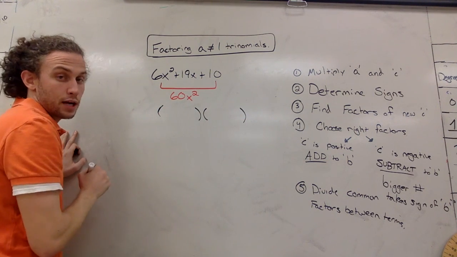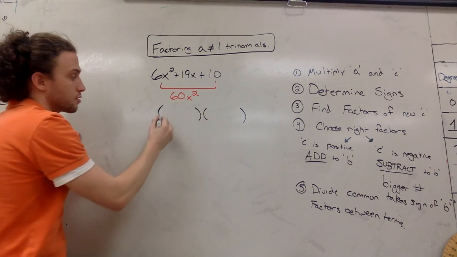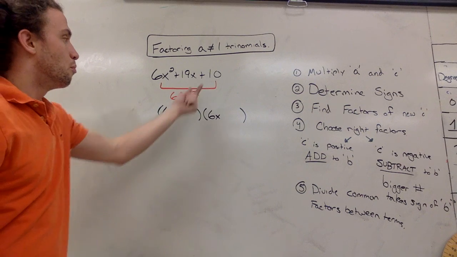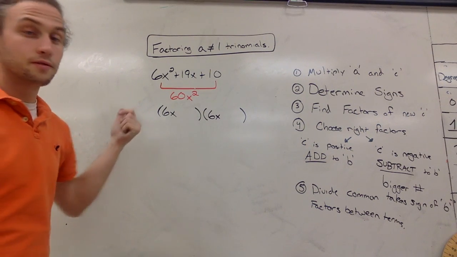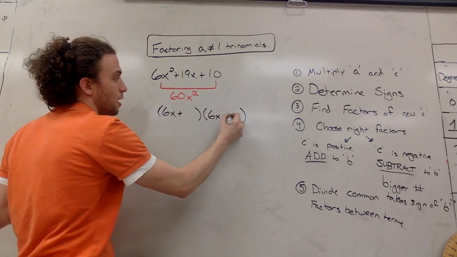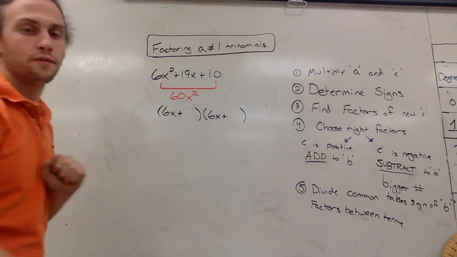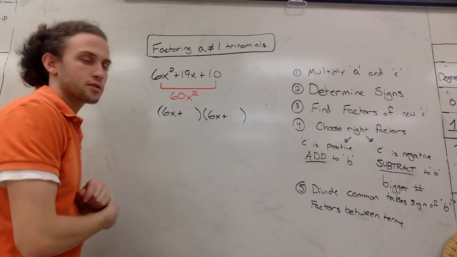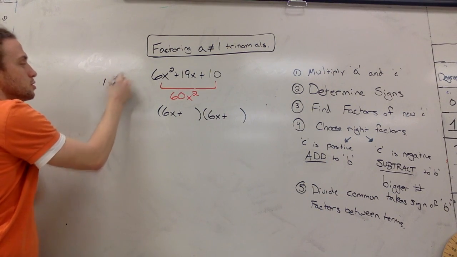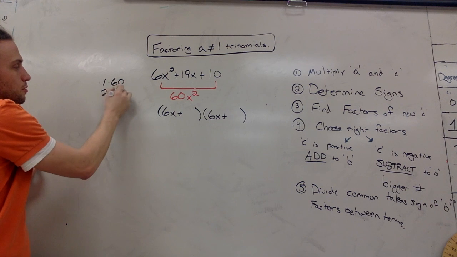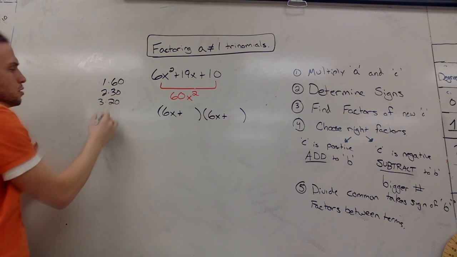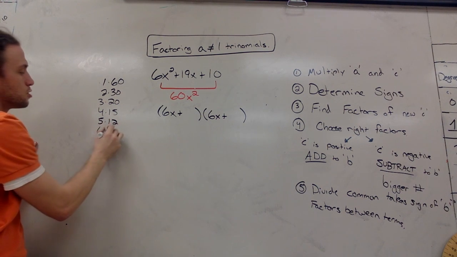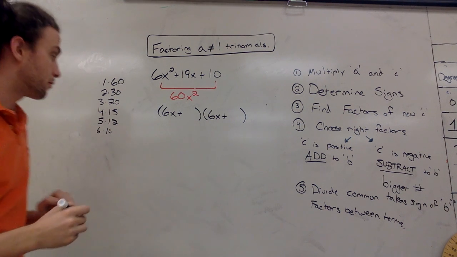What goes in the first spots every time? 6x. Okay. Multiplies to a positive and adds to a positive. My signs have to be both positive. And then we have to find the factors of 60. Okay. So if I look at this, I figure what multiplies to 60? I can say 1 times 60. There's a ton of them. 2 times 30. 3 times 20. 4 times 15. 5 times 12. 6 times 10. And that's it.